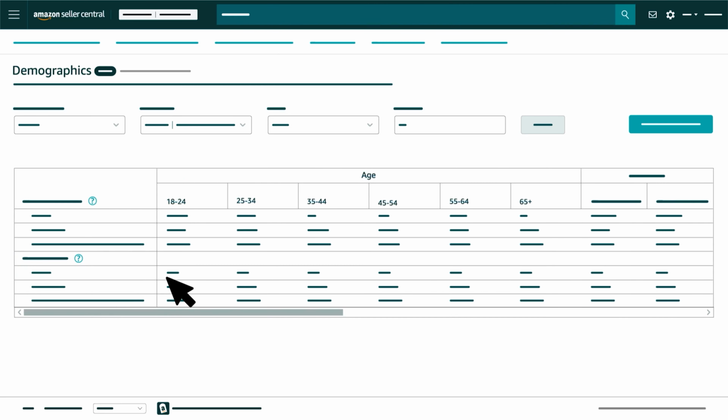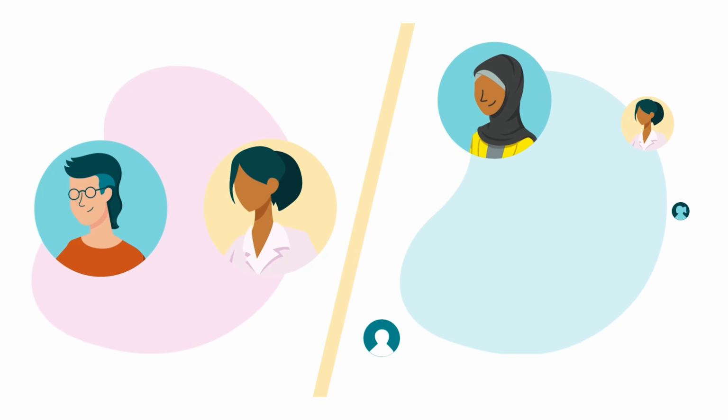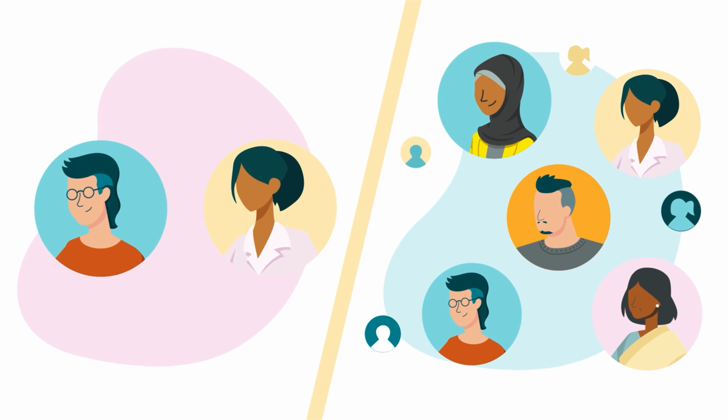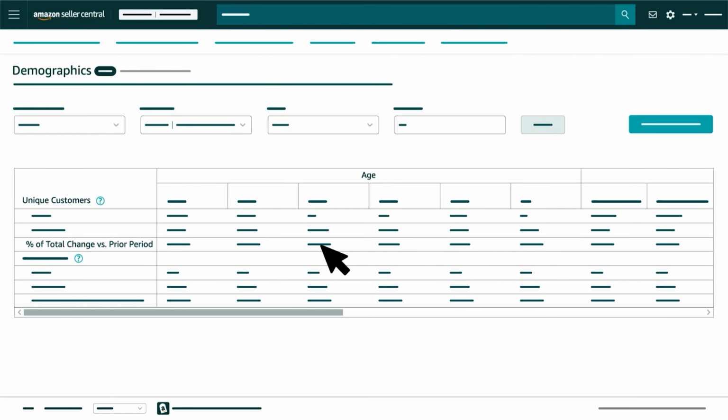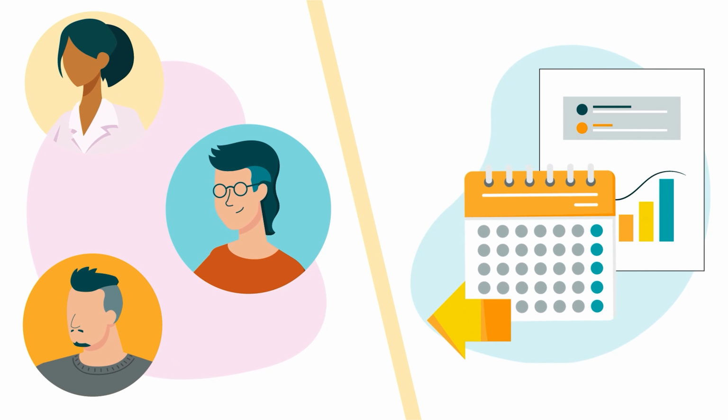For example, age is divided into 6 segments in the Demographics report, starting with 18 to 24-year-olds and ending with those 65 and older. For each segment, you'll see the total number of unique customers, as well as a percentage of total, that's the number of unique customers in the segment, divided by the number of unique customers in the entire category. You'll also see a percentage of total change versus prior period for each segment, which is the difference in the number of unique customers compared to the previous reporting period.